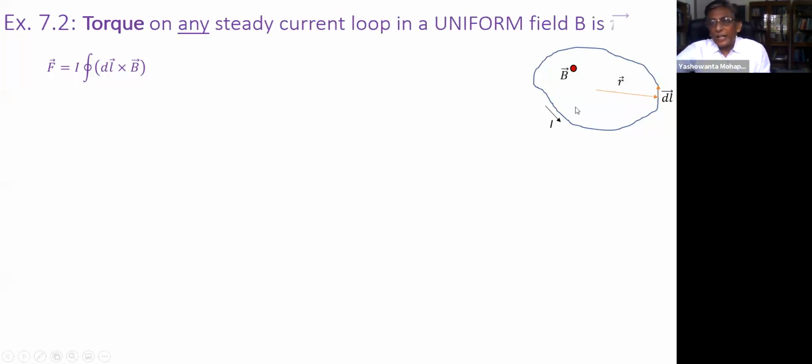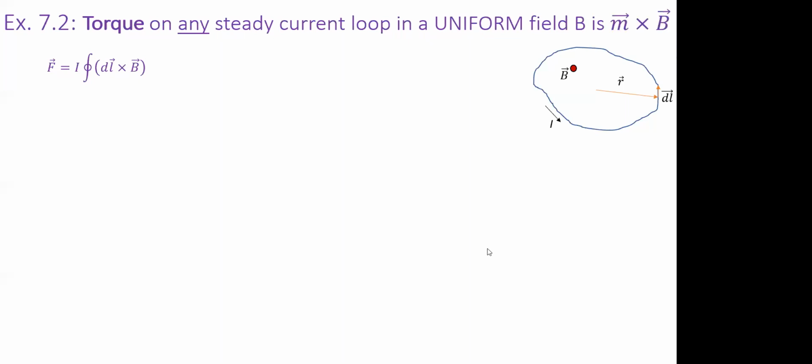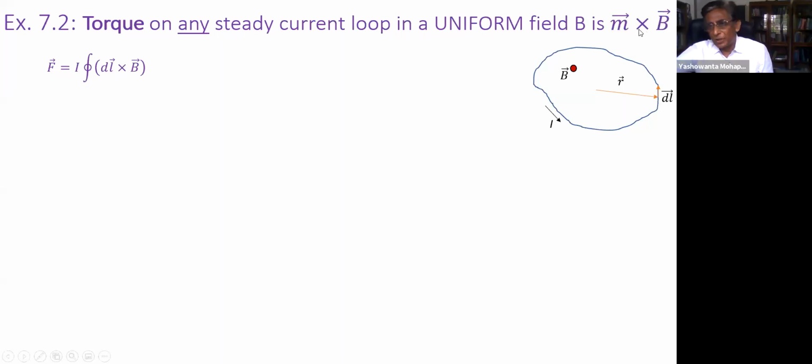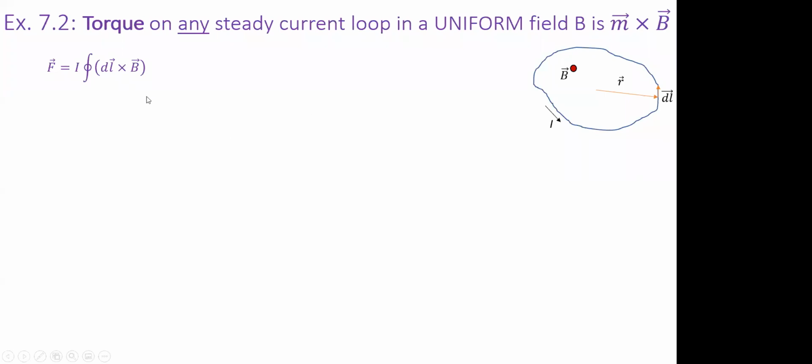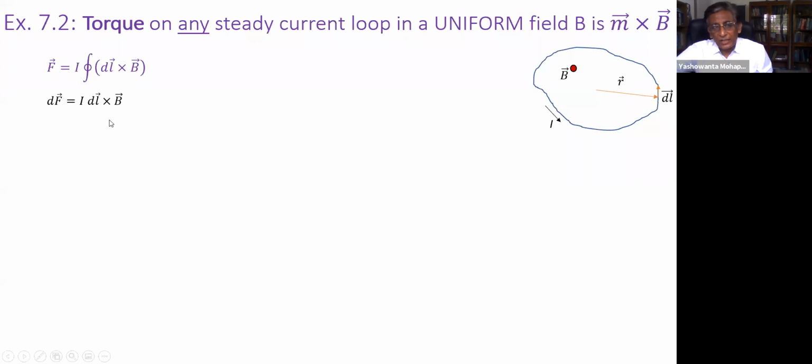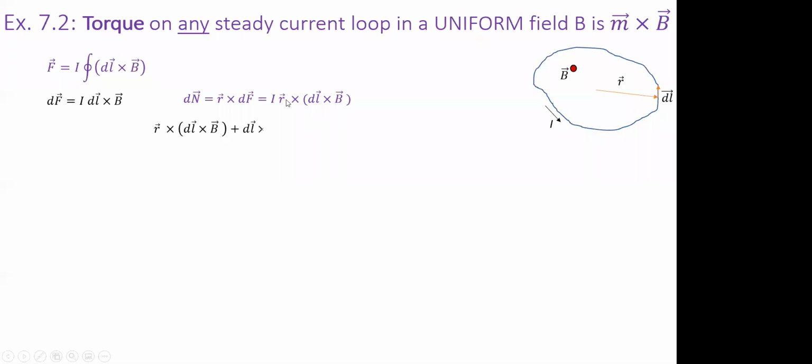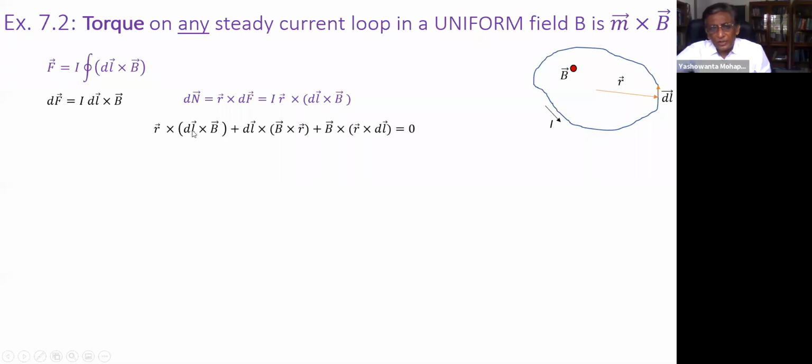I can do this for any steady uniform field. I can leave it as a task, but we will quickly go through it. That will also be M cross B. I did it for any arbitrary loop. This is just algebra. R cross dF, I replace dF by this, and let me take up only R cross dl cross B. Then a cross b cross c, I can use that to expand this, and that is equal to 0.